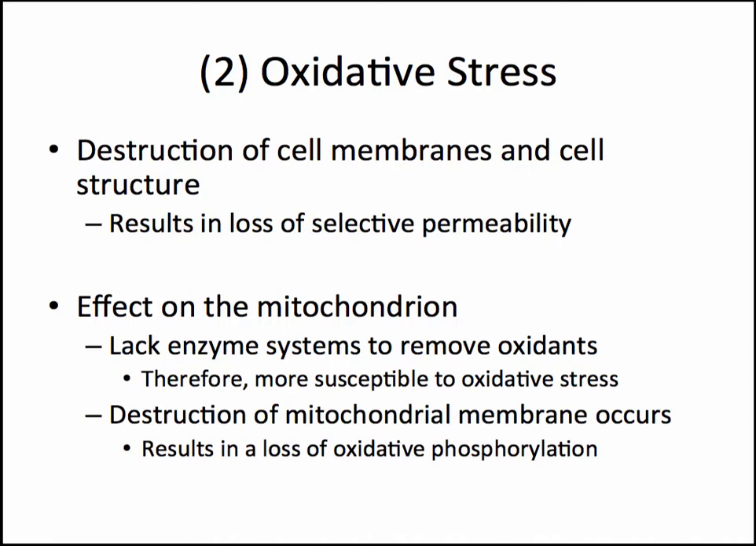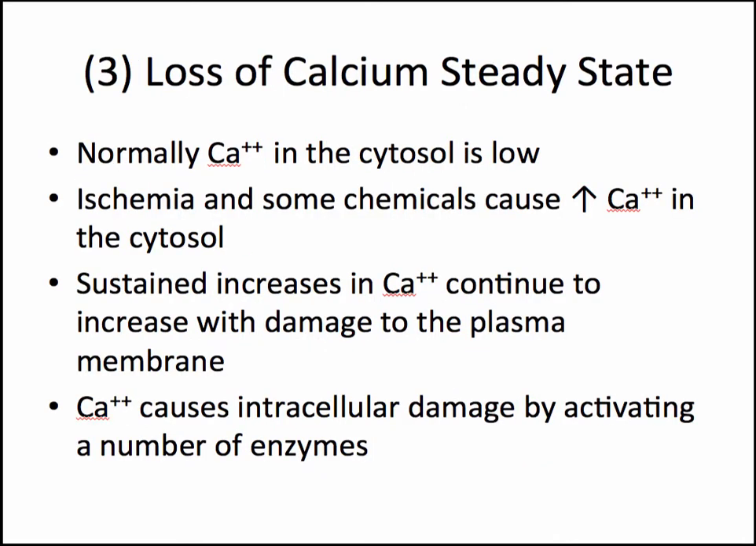Mitochondria lack enzyme systems to remove oxidants, therefore they're more susceptible to oxidative stress. In addition, destruction of the mitochondrial membrane occurs, resulting in a loss of oxidative phosphorylation.